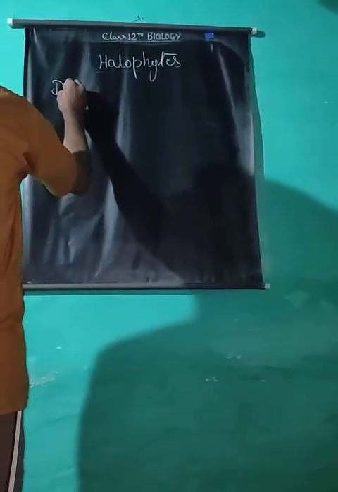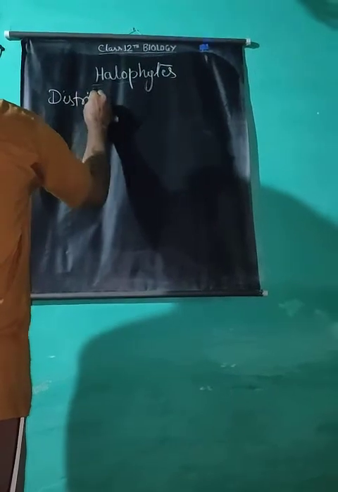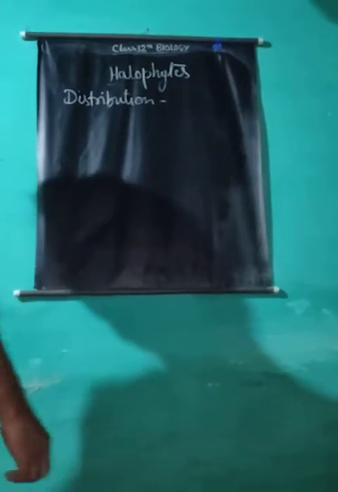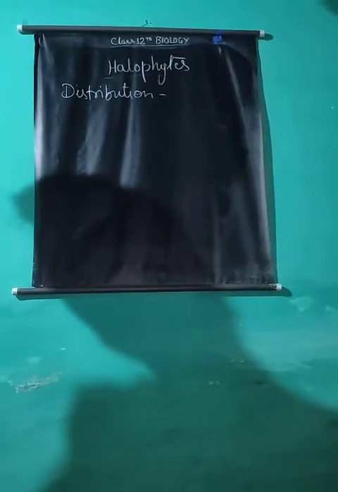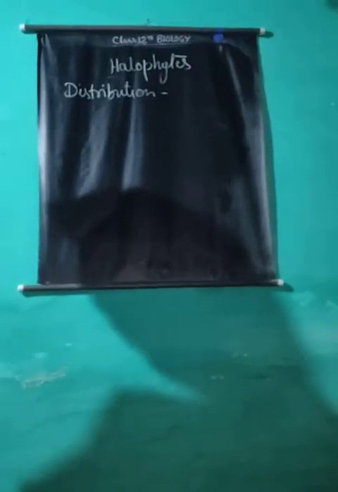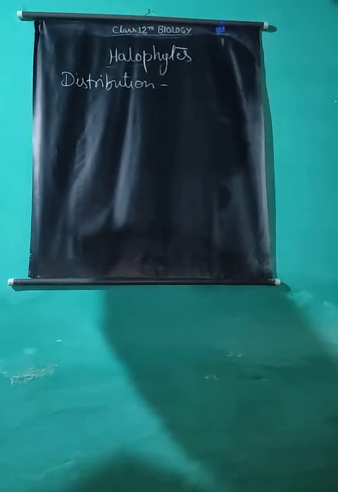Distribution of halophytes or mangrove plants. In India, mangrove vegetation occurs in sea coast and river estuaries in tropical and subtropical areas and is seen in West Bengal, Andaman Nicobar Islands, Maharashtra, Goa, Karnataka, Kerala, Odisha, Andhra Pradesh and Tamil Nadu. Common prominent examples are Rhizophora, Avicennia, Acanthus, Sonneratia, etc.